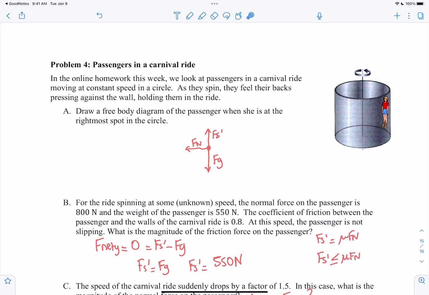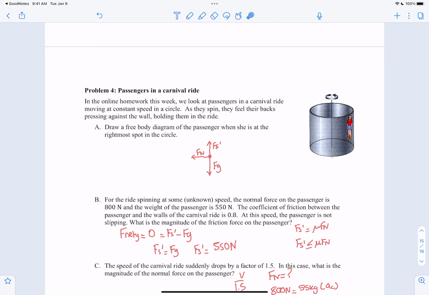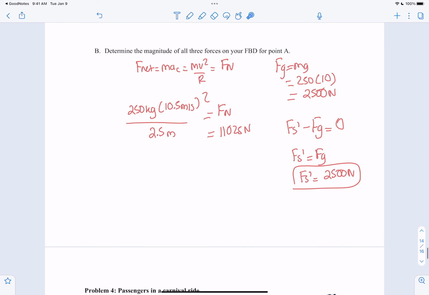Yep. But yeah, that's a really good question. So I wouldn't go as far as to say that if static friction force is greater than gravity, then there's a positive net force, and so the person is moving upwards. It just means that they're not slipping, basically. So that's it.